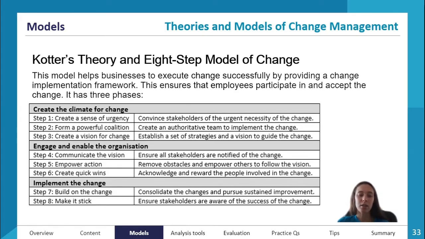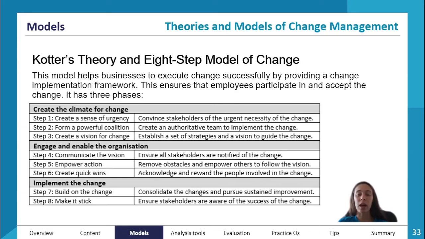Then the last phase is implementing the change. So you want to build on the change in step 7, consolidate the change, and pursue sustained improvement. You need to maintain what you've been able to deliver and then hopefully continue to build on that as well. And then lastly, you want to make it stick. Ensure that stakeholders are aware of the success of the change.